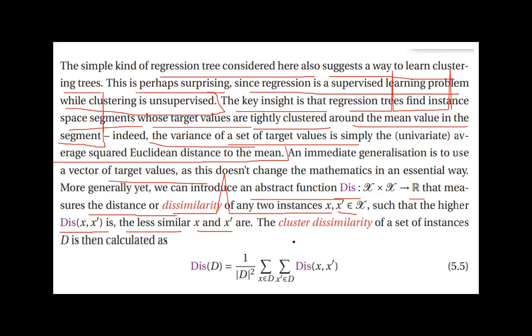The cluster dissimilarity of a set of instances D is then calculated as Dis(D) equals 1 by D squared, sigma x belongs to D.